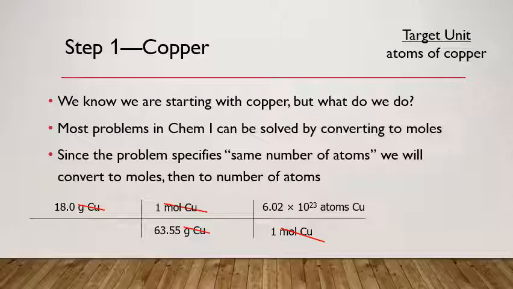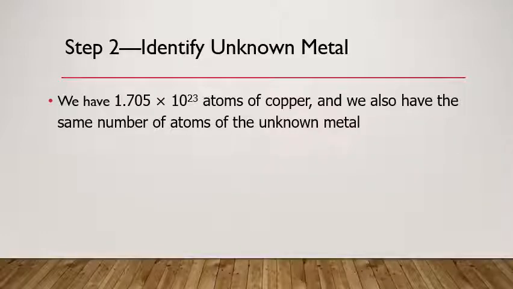But I get 1.705 times 10 to the 23rd atoms. I'll carry a few extra digits. Since we're finding the identity of an atom, significant figures are not really important, but I like to carry extra digits anyway. So that is the end of the first part of this problem. In part 2, we'll identify the unknown metal.